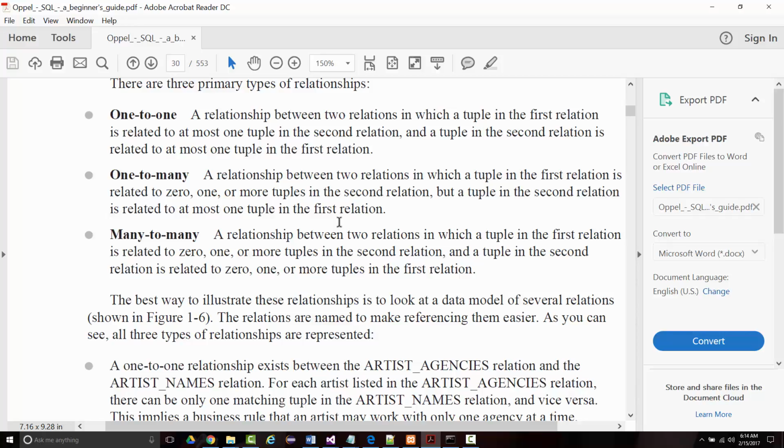I'm going to stop right here and pick it up in the middle of your book, on page 11. So following along here, this is page 30 in here, but it's really page 11 of the book. And we're going to talk about relationships. We'll do that shortly.